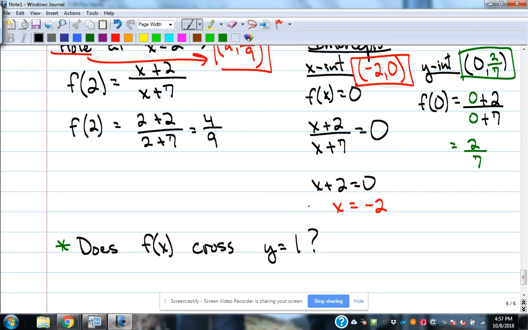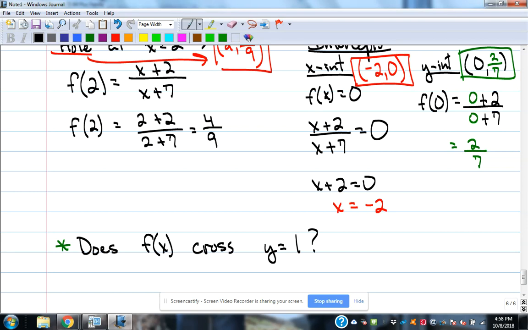We're going to check our horizontal asymptote or our oblique, whichever one we have. Okay, remember, if we don't have a horizontal and we don't have an oblique, then you don't have to worry about it crossing, okay? Because it's never going to cross verticals. It's only going to cross horizontals or obliques. So does f of x cross y equals 1?